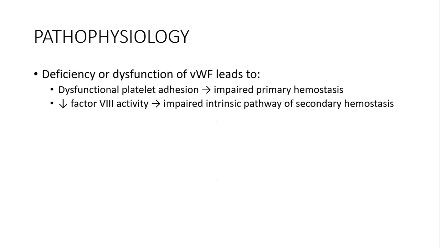So the pathophysiology of von Willebrand disease is basically due to the deficiency or dysfunction of the von Willebrand factor, which leads to a dysfunctional platelet adhesion that results in impaired primary hemostasis, or the deficiency or dysfunction of the von Willebrand factor that leads to decreased factor VIII activity, which results in impaired intrinsic pathway of secondary hemostasis.